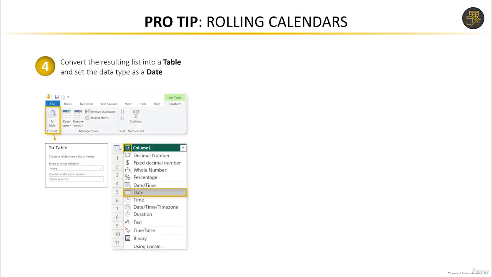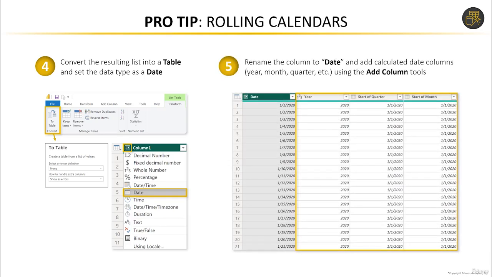Then we'll format that column as a date. And then last but not least, if you want, you can add some more calculated date columns like we showed in our last example. You can always add years, months, weeks, whatever you really want or need using those add column options. But it's really as simple as that. Let's hop over into Power BI and we're going to write out this formula and I'll show you exactly how it works.